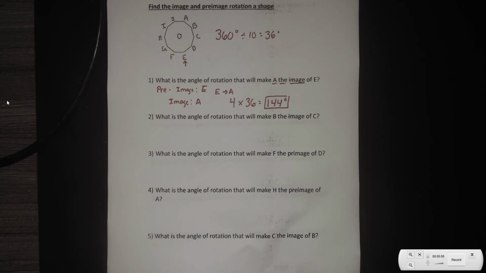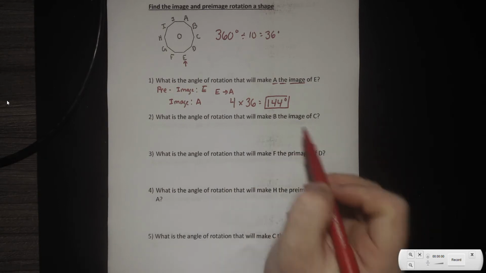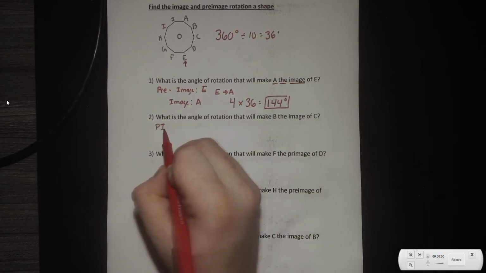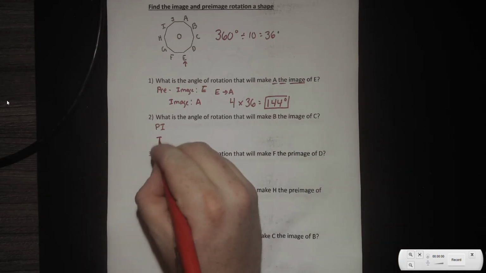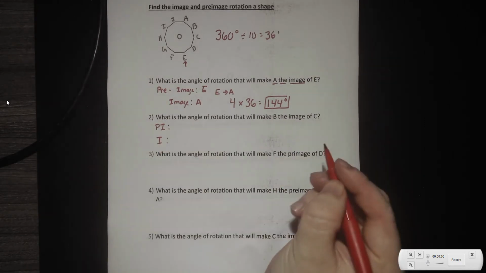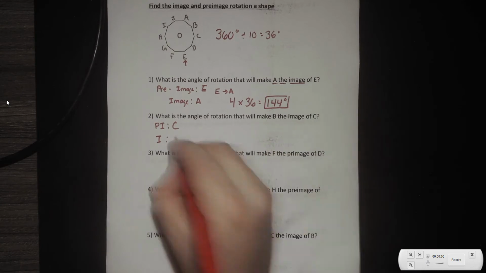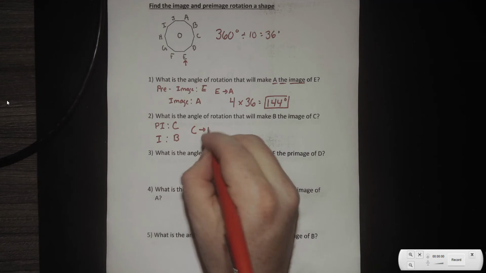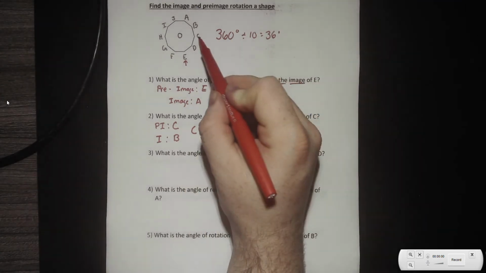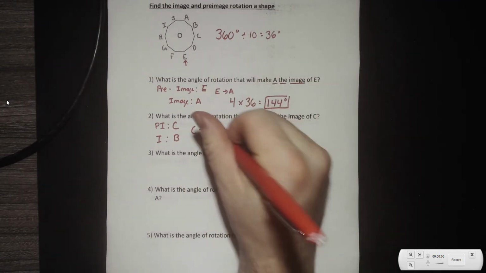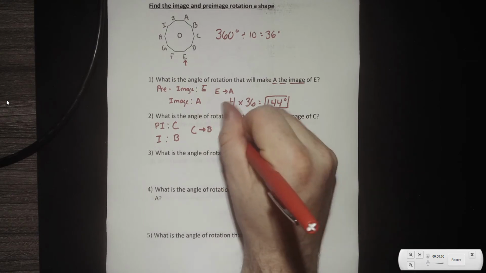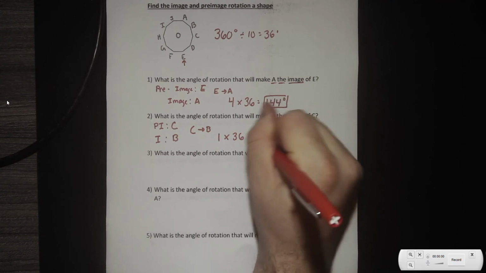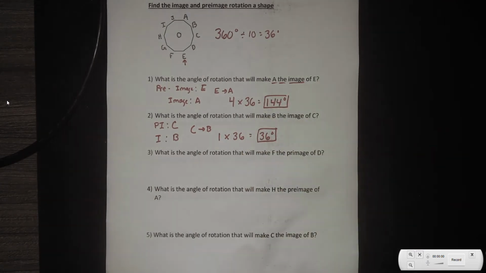And now we're going to keep doing this kind of thing. So what will make B the image of C? Once again, you have the pre-image, I'm going to abbreviate that to PI, and you have the image. The pre-image is going to be C because B is the image. So we're going from C to B. This one's not too far. We go up here, here's C. We go up to B. That gives me a whole whopping 1. 1 times 36. Well, it's going to take 36 degrees to get there.